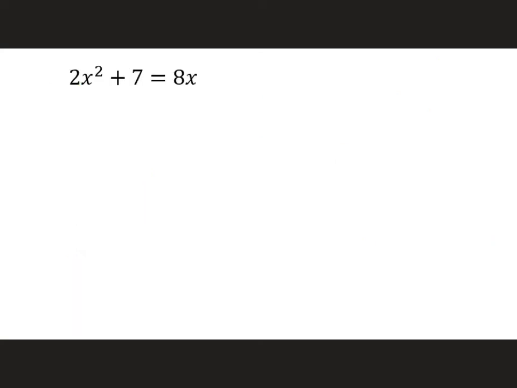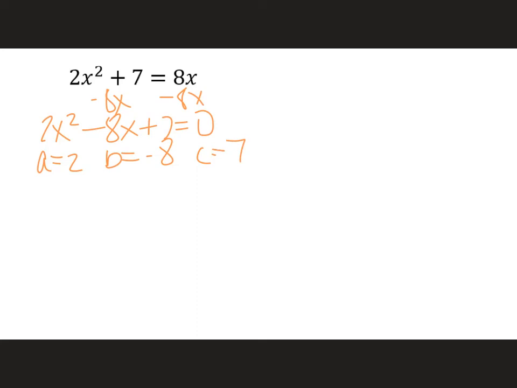So this would be a great point to try this one on your own before watching the video. But I'm going to go ahead and get this set equal to 0, so I'm going to subtract the 8x, and that would make 2x squared minus 8x plus 7 equals 0. And then I'm going to identify my a, which is 2, my b, which is negative 8, and my c, which is 7. Honestly, if I was doing this on my own, I may not write that out. I would probably just know those values, but I'm doing this so you can see where they're coming from. And then x equals negative b plus or minus the square root of b squared minus 4ac all over 2a.